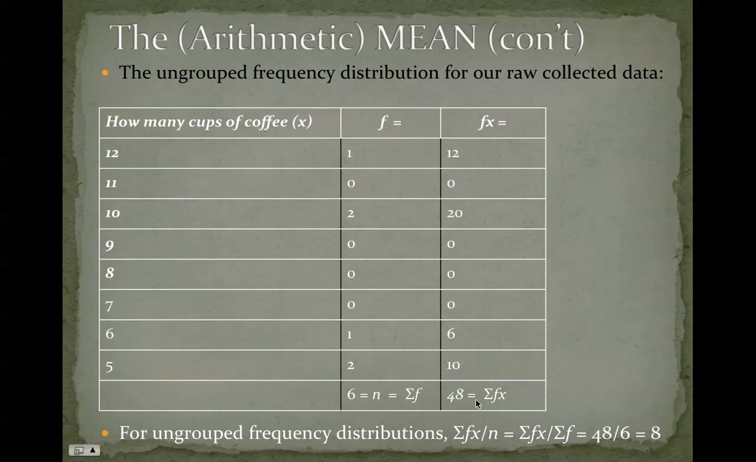So now, for frequency distribution data, I have the sum of Fx divided by N equals the sum of Fx divided by the sum of F, which equals 48 divided by 6, which equals 8. So if you did it correctly, the frequency distribution calculation for the mean should equal the same number as the raw data calculation for the mean.